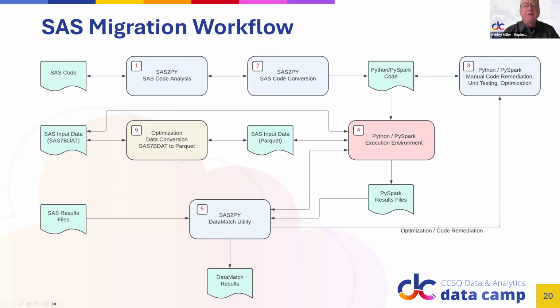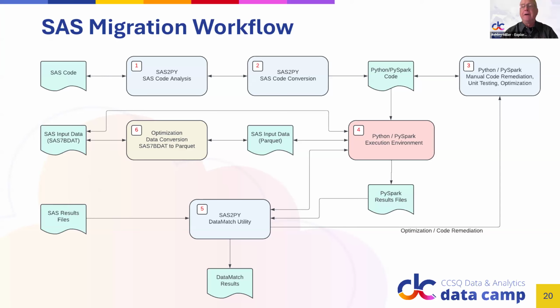I'm just going to touch briefly on each of these numbered items. This is really the workflow that you'll be going through when you go through the migration. Step number one is the SAS code analysis. You take your SAS code, put it in the SAS2PY tool, and do your SAS code analysis. Step number two is doing the conversion. If your code converts 100%, then you're ready to take it over to the execution environment. If it converts less than 100%, there might be some manual code remediation that needs to be done.